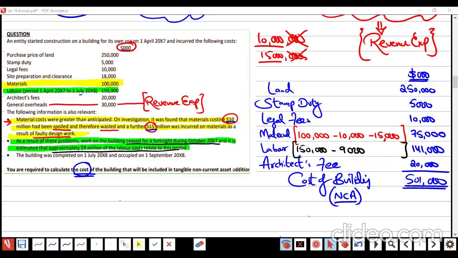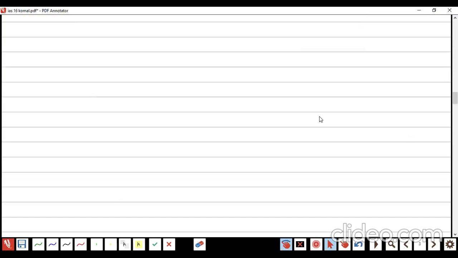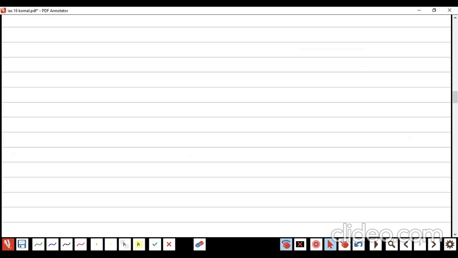Now moving forward with IAS 16. Today we will start with a very basic thing, a very journal thing, which is depreciation. What is depreciation? Depreciation is the wear and tear of an asset, right? Depreciation expense is nothing but the wear and tear of an asset.